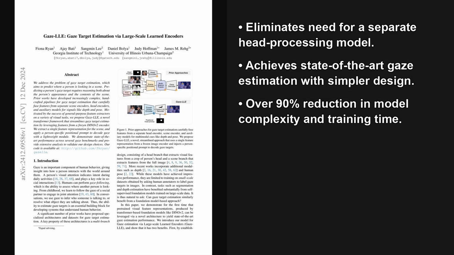To wrap things up, the Gaze-LLE paper is a fantastic example of how simplifying a model can lead to huge gains. The key insight was that a separate head encoder just isn't necessary. By removing it, the researchers created a model that's an order of magnitude smaller and faster, yet more accurate and robust than previous methods. This work really pushes gaze estimation forward for real-world applications.